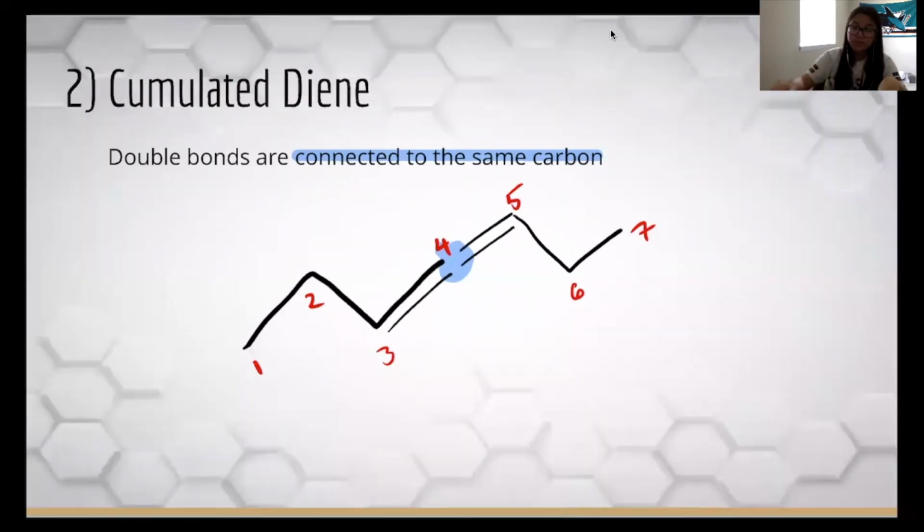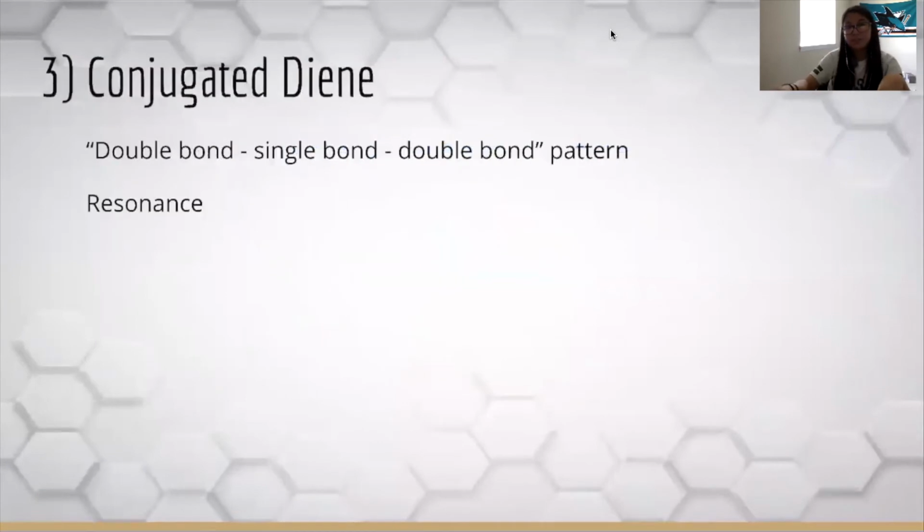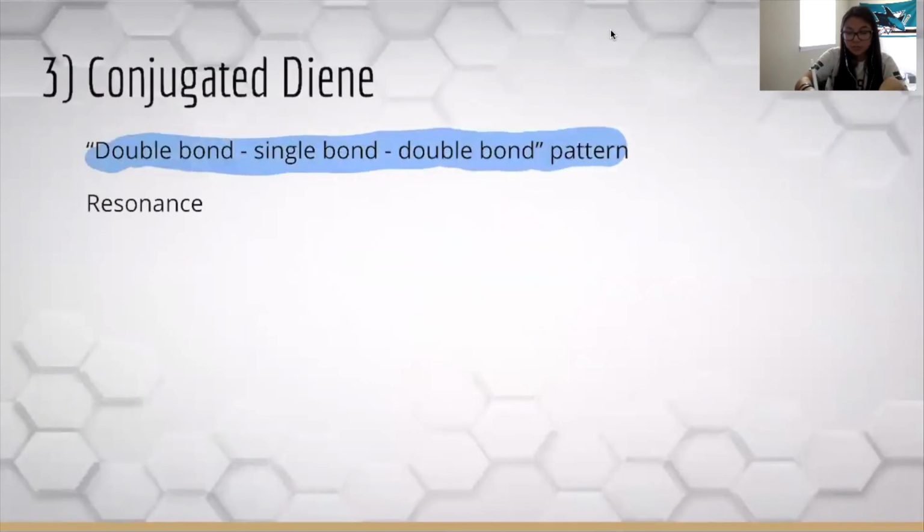And lastly, we have a conjugated diene. This is one I think you guys will be really familiar with. This type of diene you usually see when you do resonance problems. The pattern I like to remember when looking for conjugated dienes is double bond, single bond, double bond.